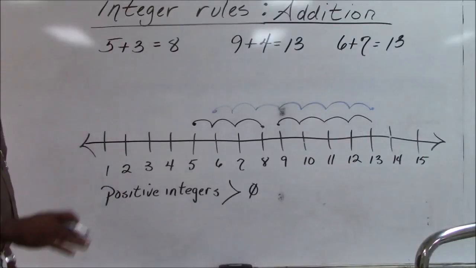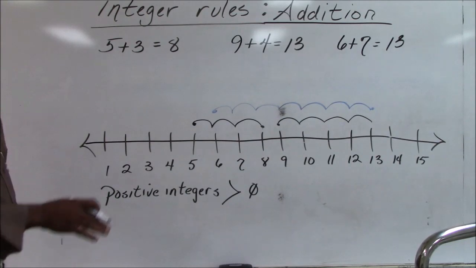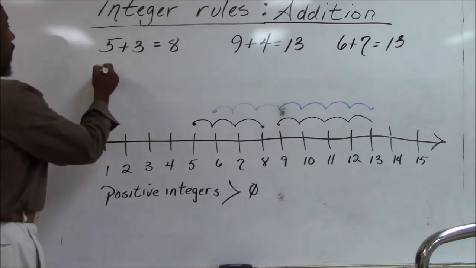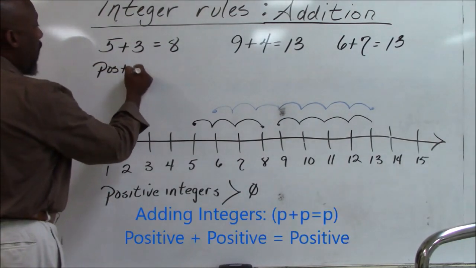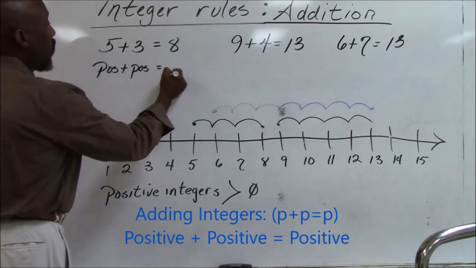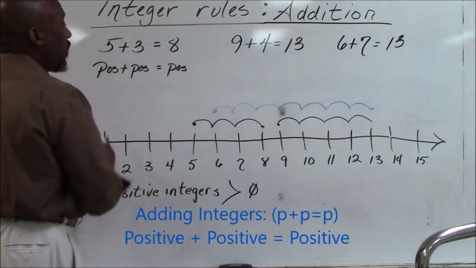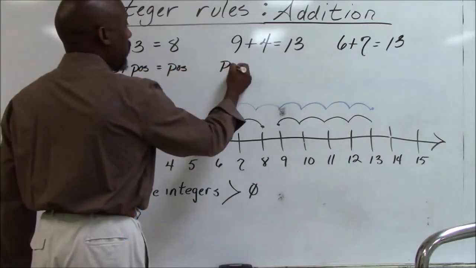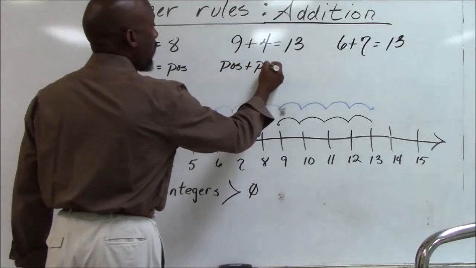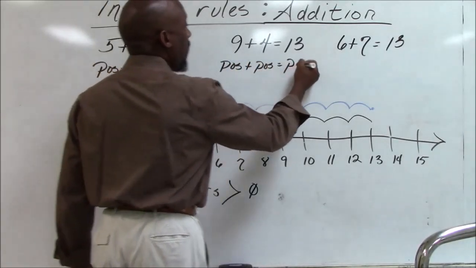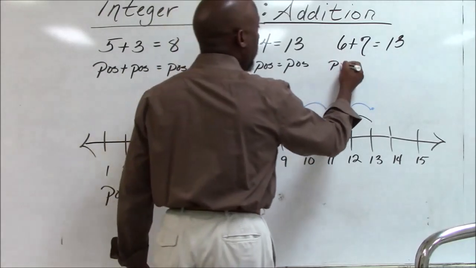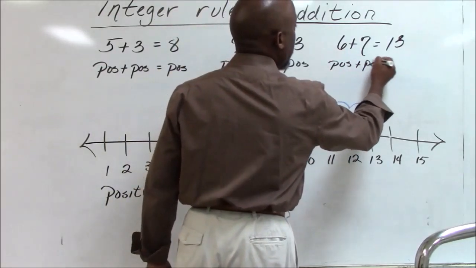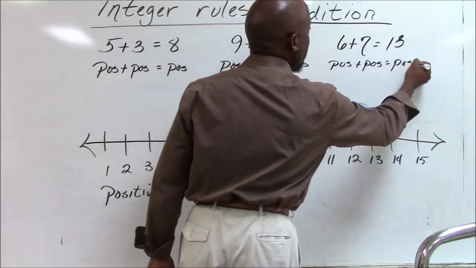Nothing changes when you add integers that are positive. A positive plus a positive equals a positive. That's the rule. A positive plus a positive equals a positive. Nothing has changed.